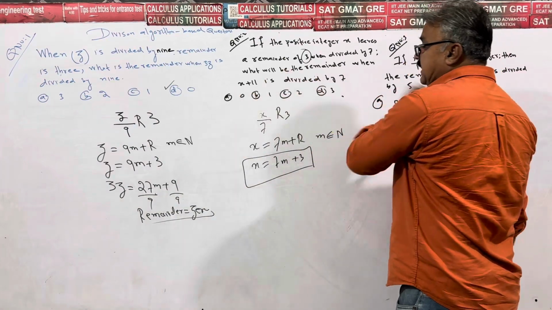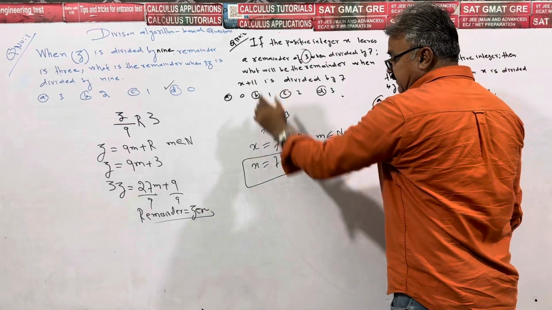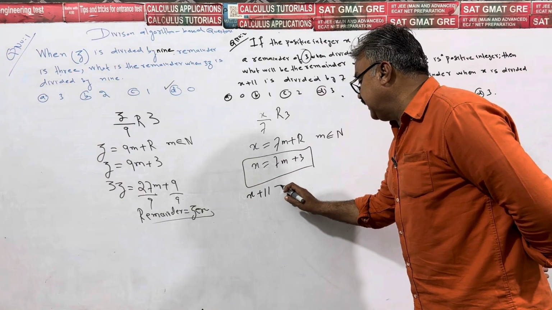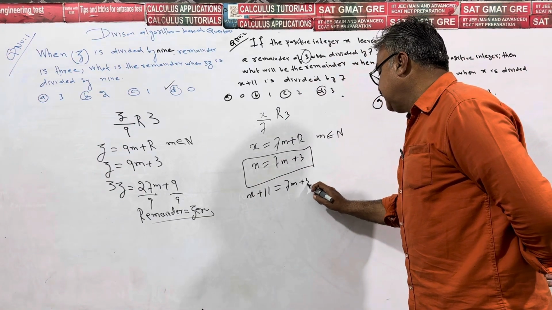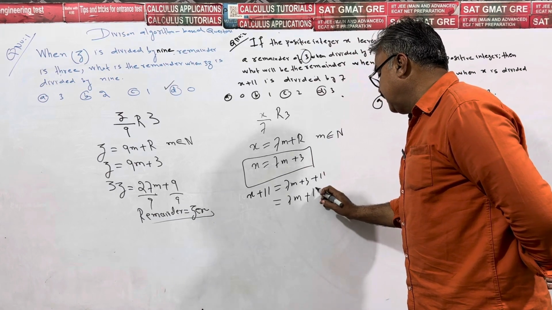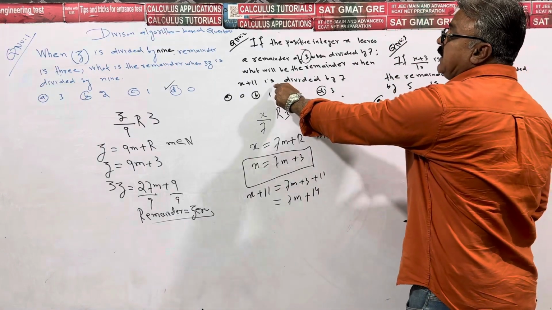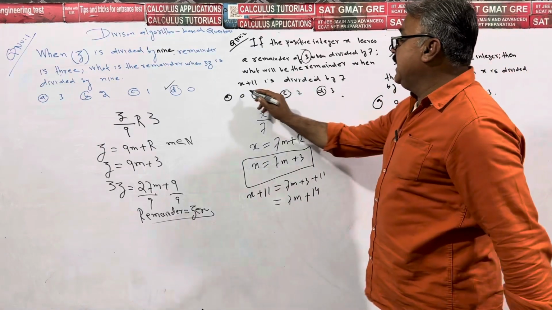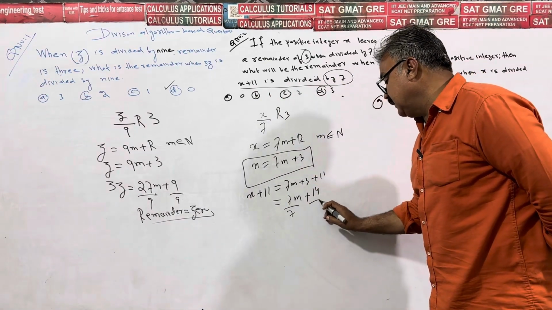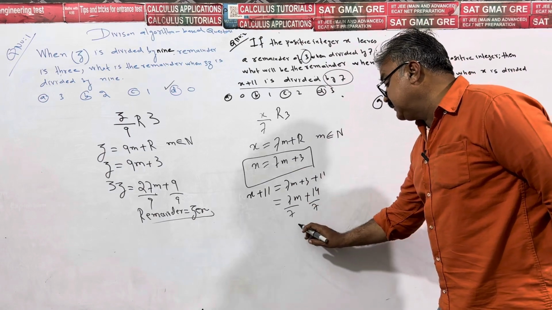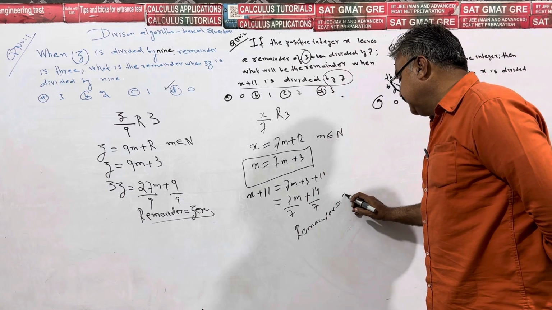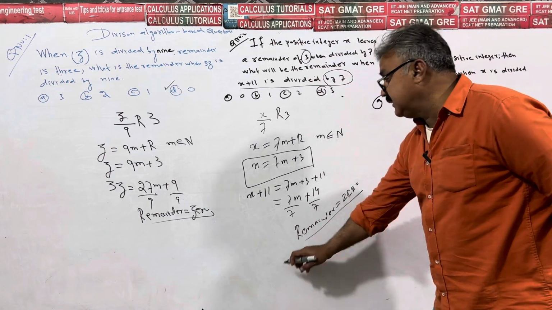x plus 11 is divided by 7. Adding 11 to both sides, we have 7 times m plus 3 plus 11. It will become 7m plus 14. We have to find the remainder when this expression x plus 11 is divided by 7. Look at this one. Completely divisible. So again, the remainder is 0 in that case.